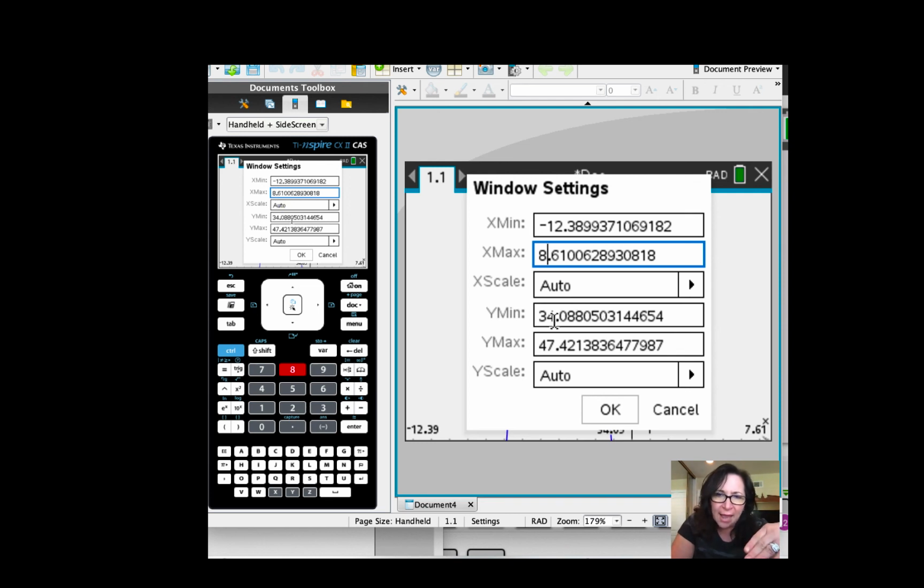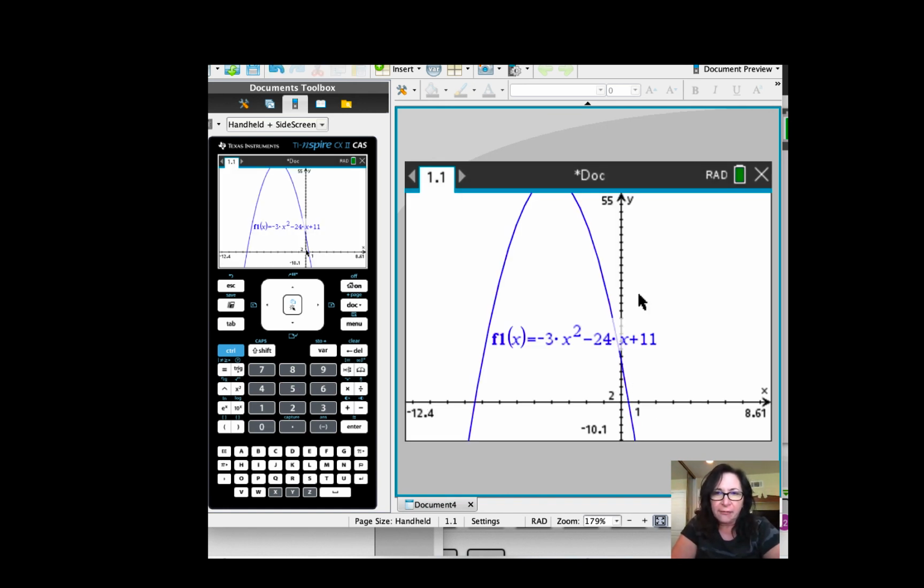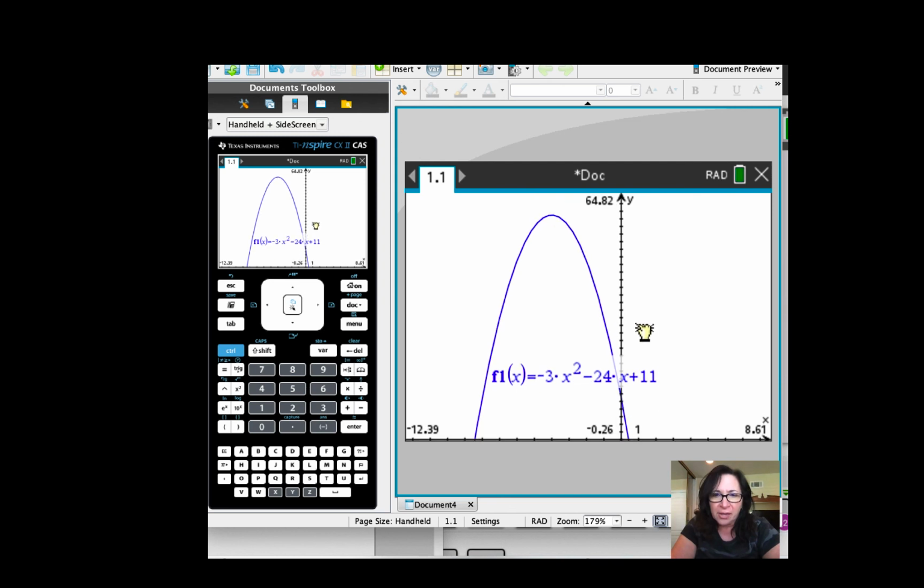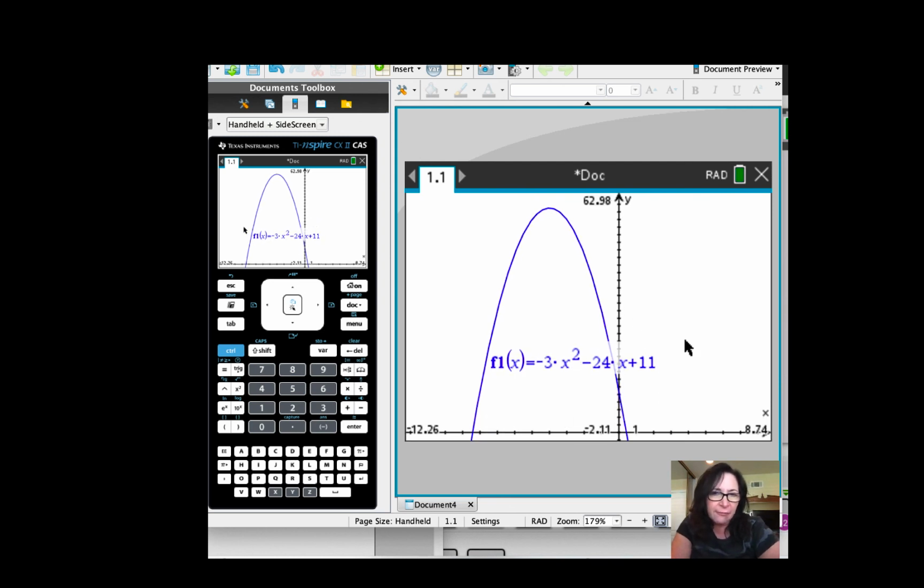But on the y-axis, I know it's at, what, 49 or something? So let's say 50. Oh, that's my minimum. Let's make the minimum, I don't know, negative 10. And let's make the max 55. Let's see what this does to my graph. Oh, makes it a little bit better, doesn't it? Okay, so there's my graph.